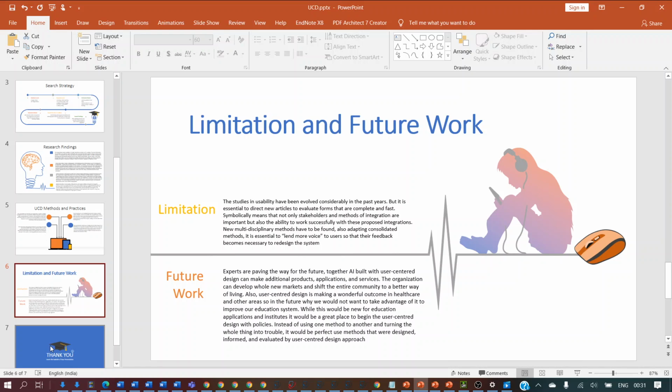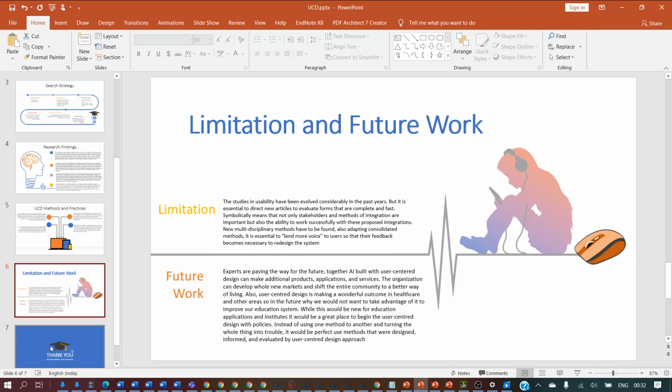And the future work includes that experts have already started to pave the way for combining AI with user-centered design for building more applications. This should be adopted by most organizations and companies, to move user-centered design to a higher level in the market. This approach is also making a wonderful outcome in the healthcare industry. So in the future we have started to take advantage of this to improve our education system. While this should be new for education applications and institutes, it will be a place to begin with user-centered design.